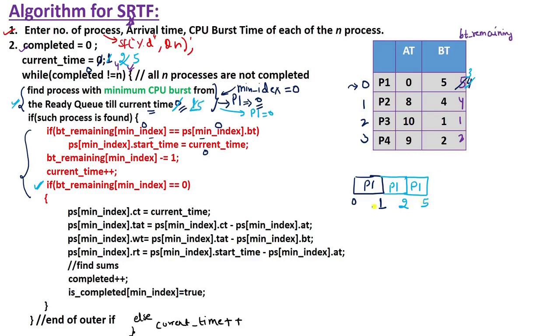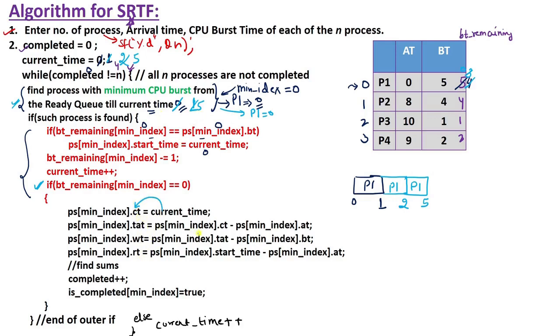After it completes itself fully from 0 to 5, the remaining will be 0. So at 5 it will come inside again. This will not be true, so we will decrement. Now after decrementing it was made 0, and current time is 5. So bt underscore remaining is 0. Yes, so we will compute everything. We will calculate completion time and all things. Completion time will be equal to 5, so we initialize it with the help of current time.